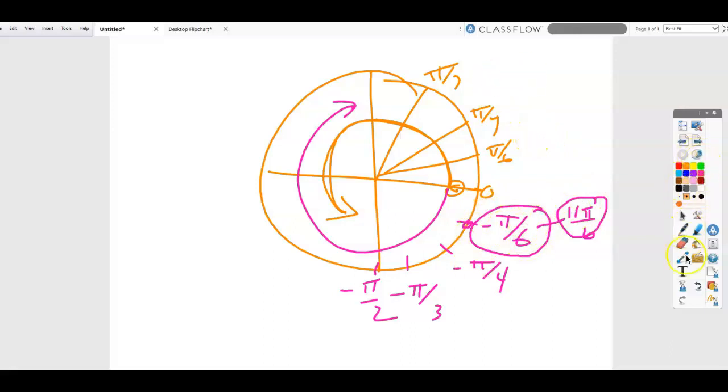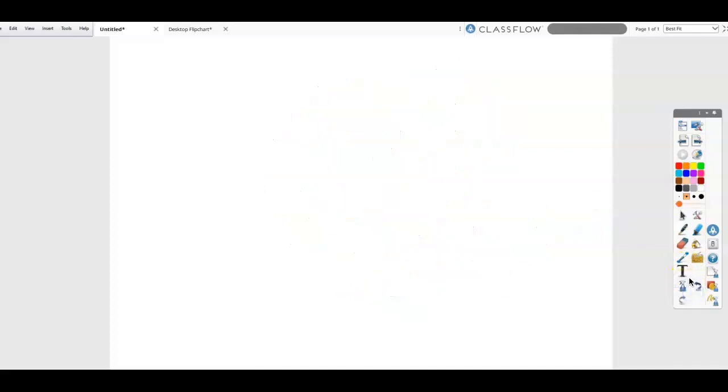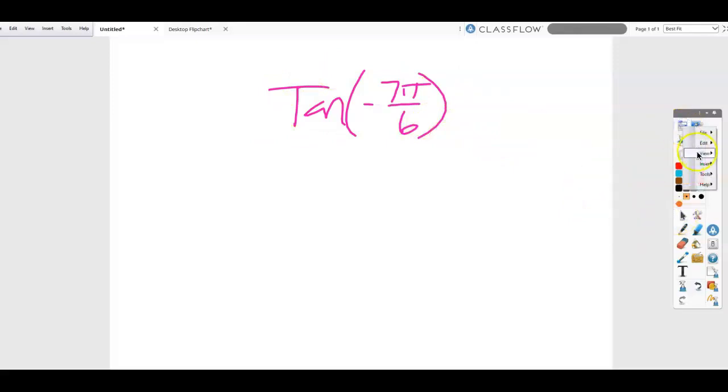So let's go ahead and do an example that has a negative angle in it, and then we'll see how to work that out. So suppose that I asked you guys to do tangent of negative, how about 7 pi over 6? Okay, well, let's go ahead and take a look at our unit circle and see where that would be at.